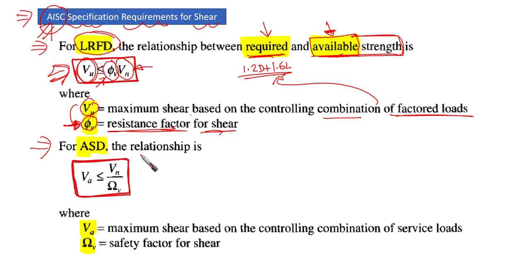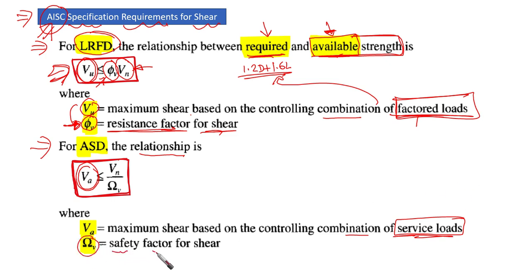For ASD, the relationship is similar, but we're going to talk about V A as the maximum shear based on the controlling load combination, but here we are talking about service load, whereas there we are talking about factored or ultimate load. Okay, and omega V is the safety factor for shear. We sometimes take it as 1.5 or 1.67, it depends. Okay, so this is how AISC is dealing with the shear story.